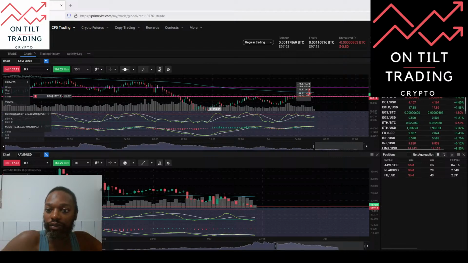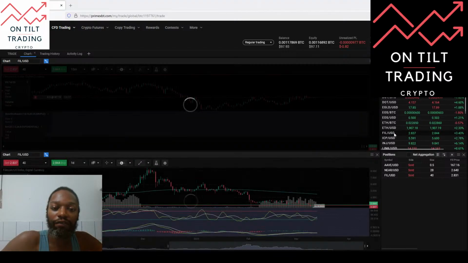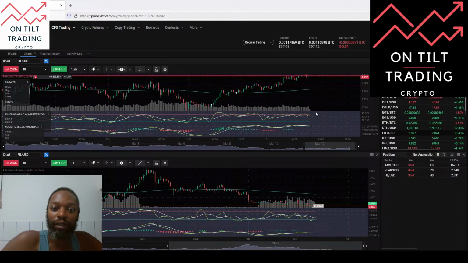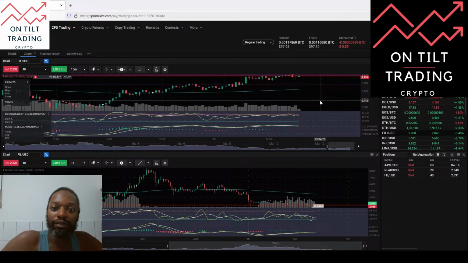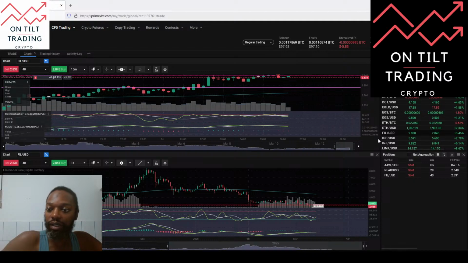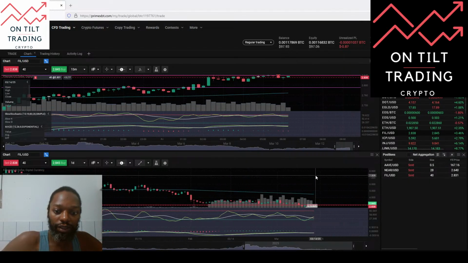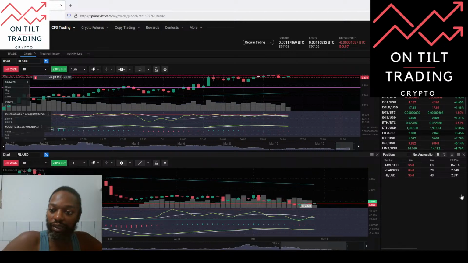We'll go next to Filecoin. Filecoin, similar situation, but a little bit different. We'll come in here on the daily chart. We can see here Filecoin is trading well below this 200 EMA. So I was interested only in going short on this particular currency pair.